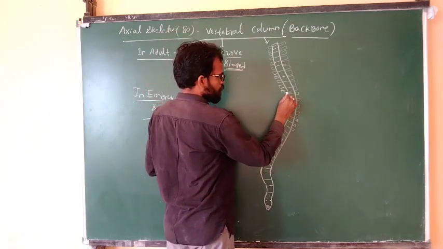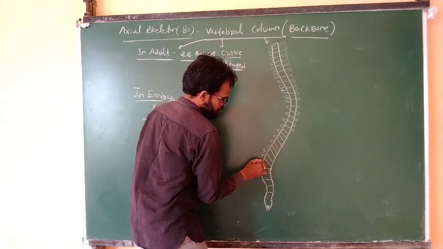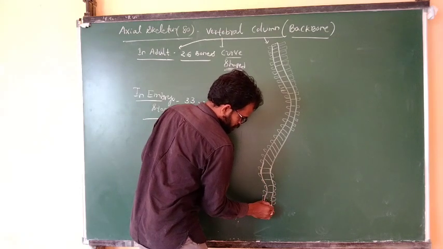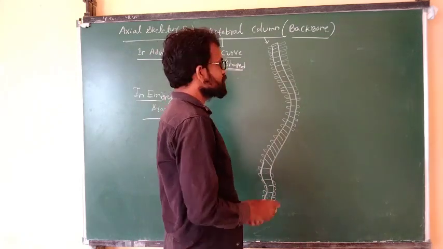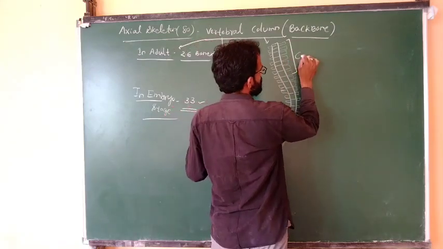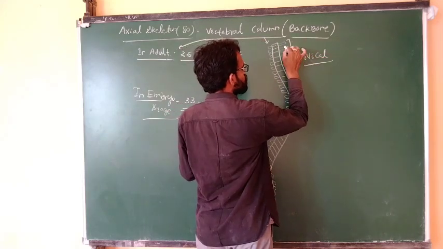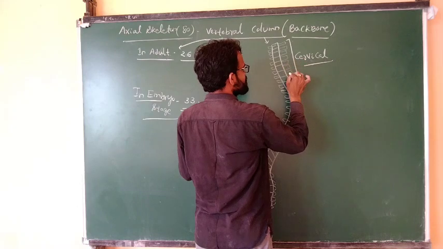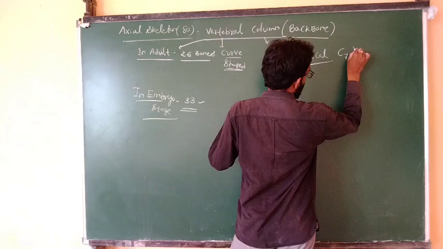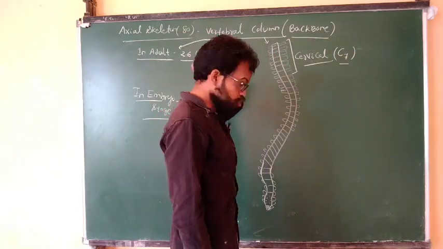If you observe the vertebral column, the first is cervical. How many cervical bones? 1, 2, 3, 4, 5, 6, 7. C7. 7 bones are present in the cervical area. It is the neck position.